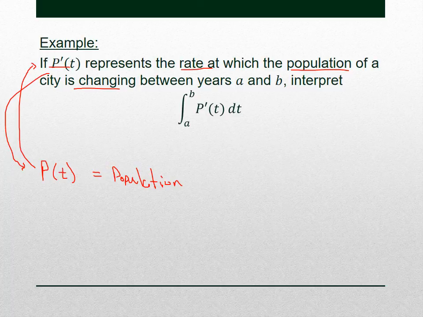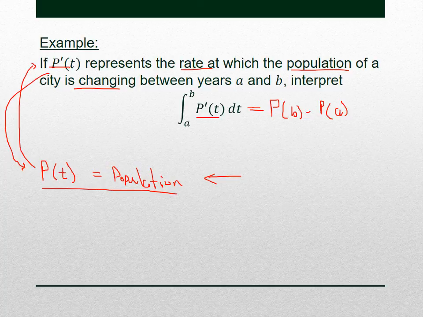So if we want to interpret the definite integral from a to b of P prime, we know by the fundamental theorem of calculus that's going to give us P of b minus P of a. And that is the amount that the population changes from time A to time B. And that's our interpretation. You have to figure out what is the antiderivative, what does it represent, and then it's going to be how that is changing from A to B. So in this case, we're talking about the rate at which the population is changing, that's P prime.